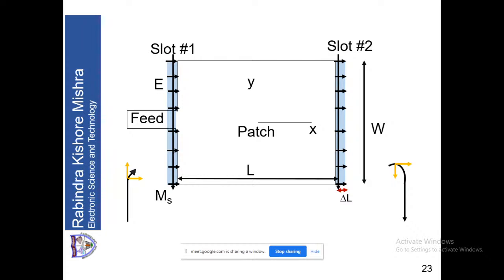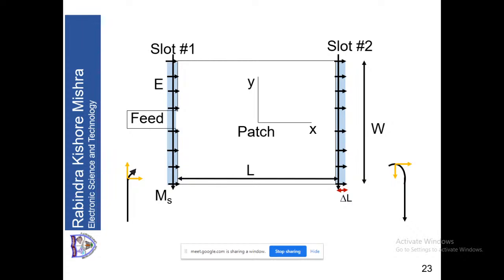So we have now two current sources MS which are separated by a distance L. If you have two sources which are separated by a distance L, then you know that forms an array. So we have an array of two elements, two magnetic current elements separated by distance L.